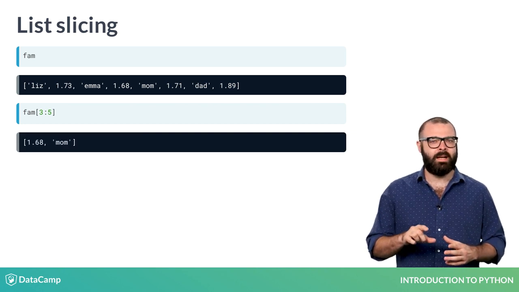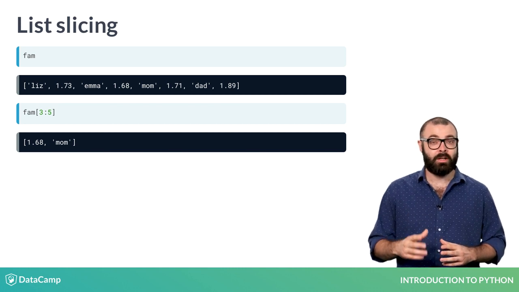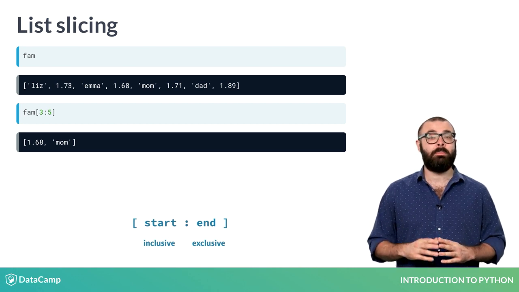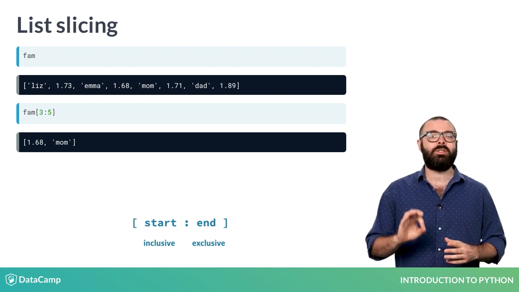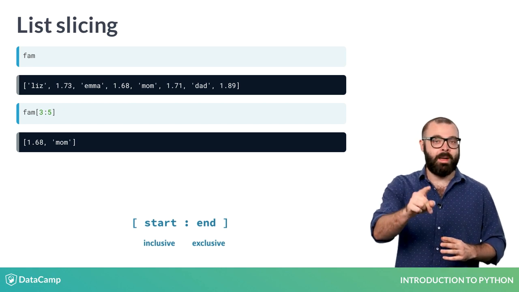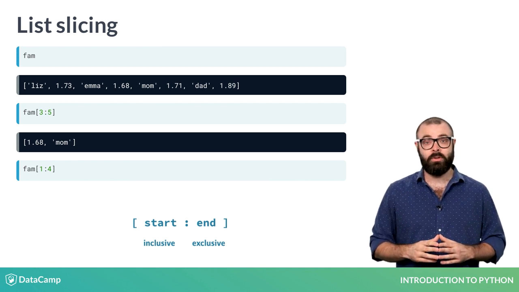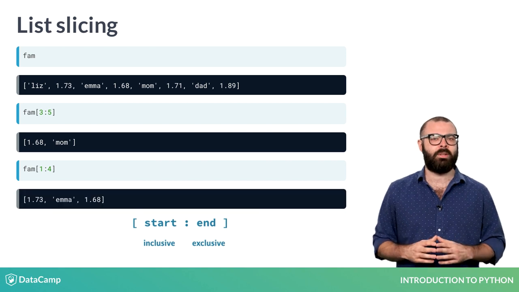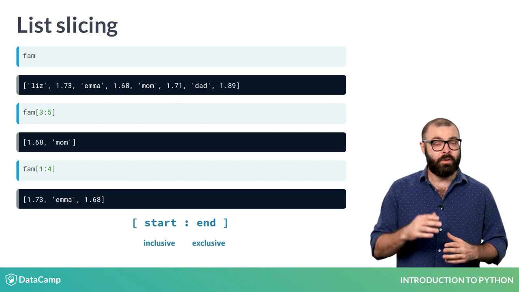Apparently, only the elements within index 3 and 4 get returned. The element with index 5 is not included. In general, this is the syntax. The index you specify before the colon, so where the slice starts, is included, while the index you specify after the colon, where the slice ends, is not. Remember this. With this in mind, can you tell me what this call will return? You probably guessed correctly that this call gives you a list with 3 elements, corresponding to the elements with index 1, 2, and 3 of the fam list.